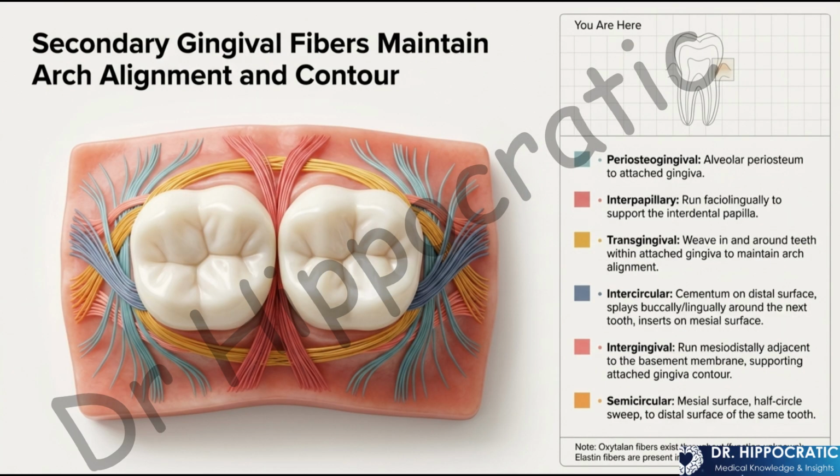Slide 13 details the secondary gingival fibers. If the principal fibers hold the individual tower down, these secondary cables maintain the alignment of the entire castle wall. Okay, looking at this slide, there is an intimidating list of 6 different secondary fiber groups. Periosteogingival, interpapillary, transgingival, intercircular, intergingival, and semicircular. It's quite a mouthful. I'll be honest, I am not going to remember all of these names. What is their actual collective job?